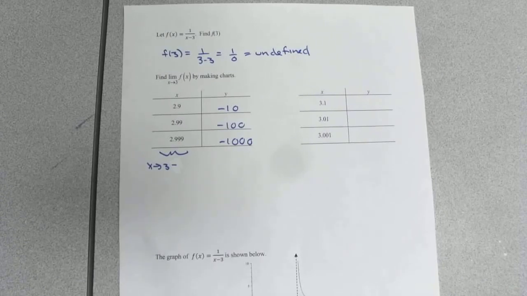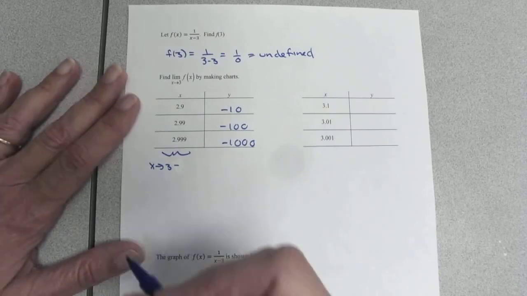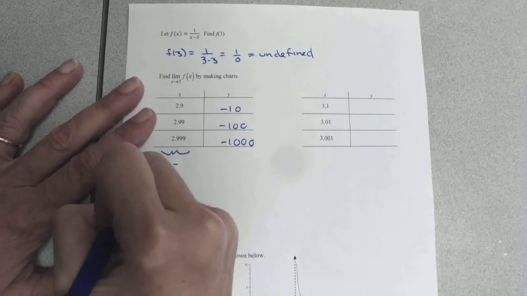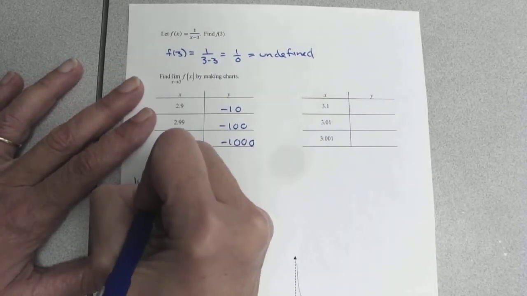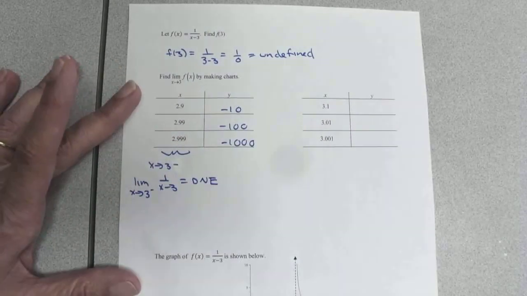And that's why you can't use charts to actually find answers, because mathematically we shouldn't make that assumption that the pattern continues. But in this case, the pattern is going to continue. And so the numbers keep getting smaller and smaller and smaller. They don't approach a single fixed value. A limit exists when it approaches a single fixed value, and it's not approaching a single fixed value. So all we can say here is that the limit as x approaches 3 from the left of 1 over x minus 3 does not exist.